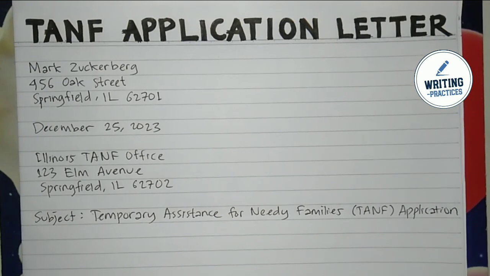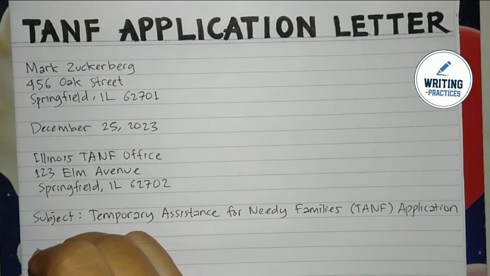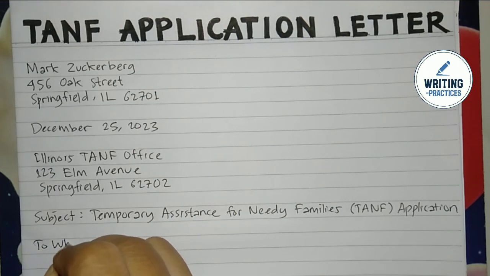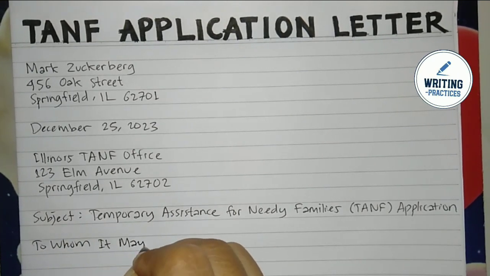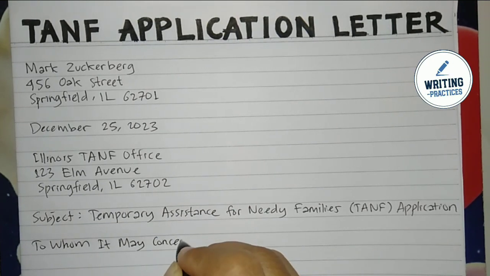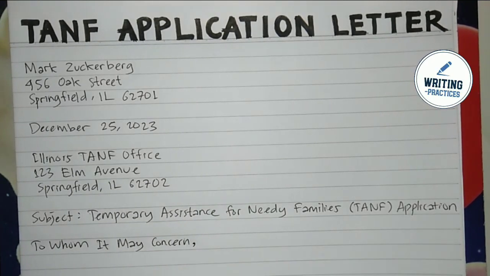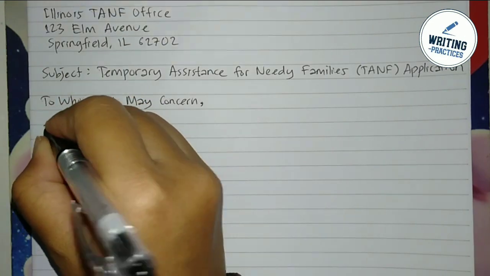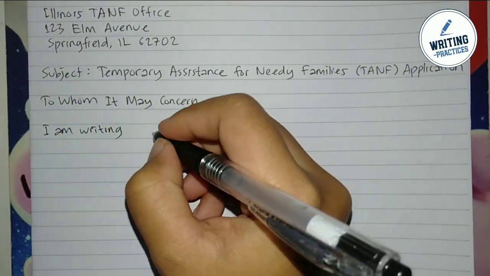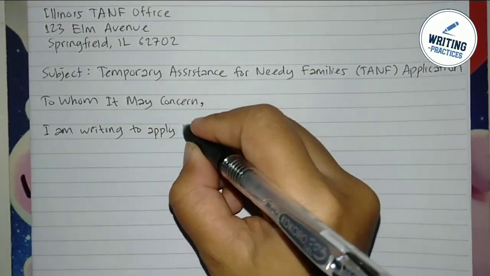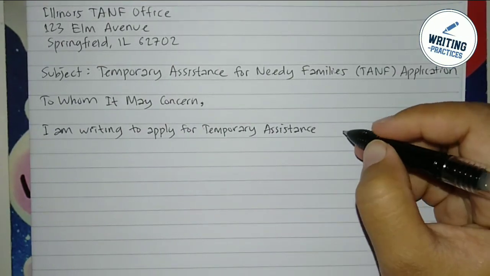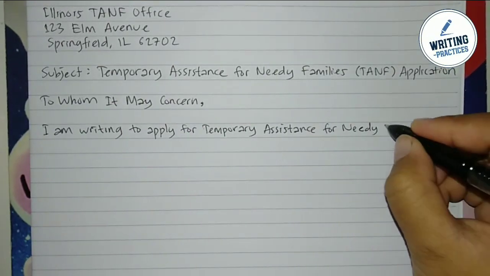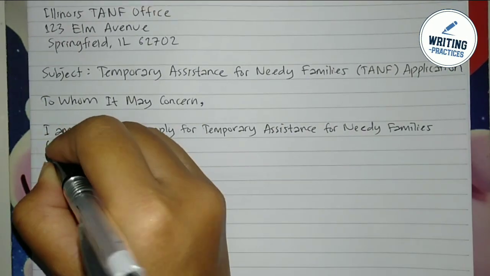After completing all the information needed, now you can open the letter with a salutation. Since you have no idea about the recipient's name, you can write, Dear Sir or Madam, or To whom it may concern. In the first paragraph, you can start with the purpose of the letter. It means you need to clearly state the purpose of the letter, which is to apply for Temporary Assistance for Needy Families or TANF benefits.